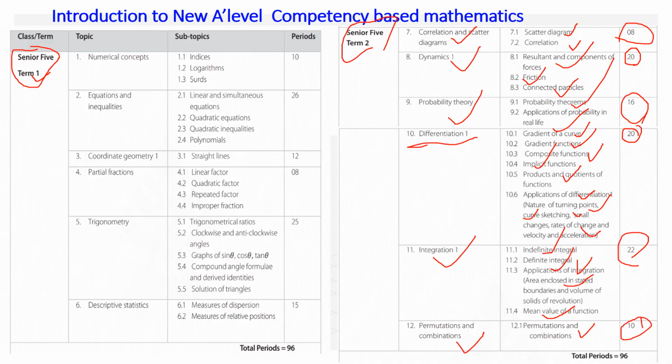So in total, term 2 we shall have 96 periods, and also term 1 96 periods. So that is going to be our first 2 terms of this course.